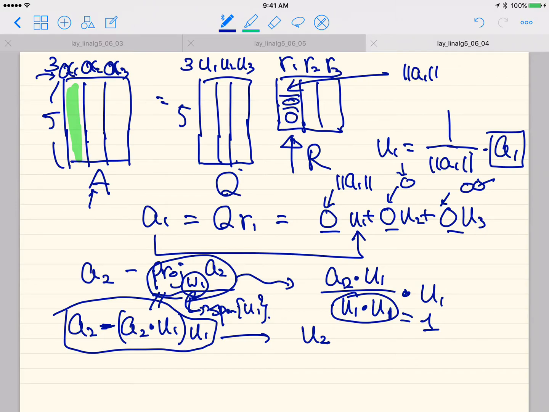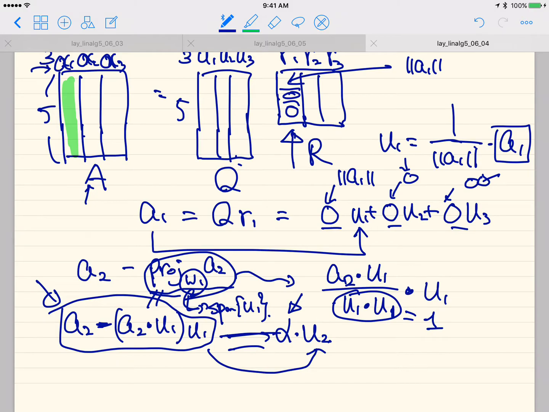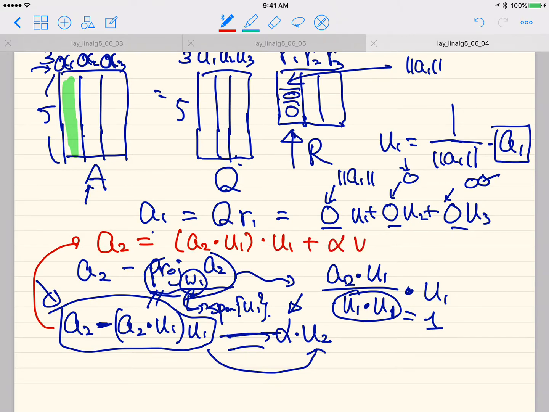Since it's trivial to write the normalized version, I'll just leave it in your head. Now this one will become some alpha times U2. Because this guy is just normalized to make U2, let's call that normalization factor alpha. In this case, what we do here is to represent A2. So this is an important part. Let's represent A2 in terms of the others. And then A2 will be A2 inner product with U1 times U1, plus some alpha U2.